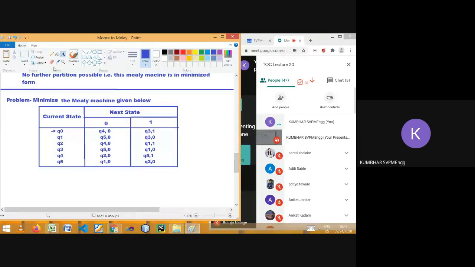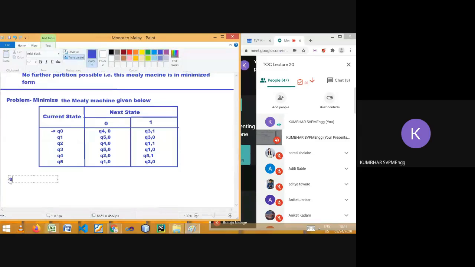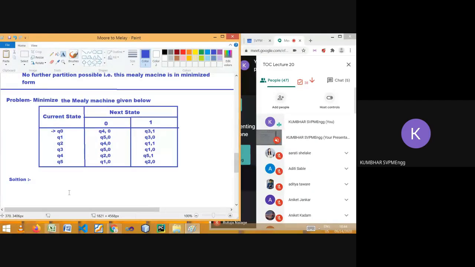Our task is to solve it. We have to give the solution of it. We have to minimize it. So I repeat the steps again. Step number 1 means group the states on an output basis. The outputs are the same, the same behavior in the output, group them. Then find equivalent partitions for each group. And repeat steps 1 and 2 until no further partition is possible. So let's start.